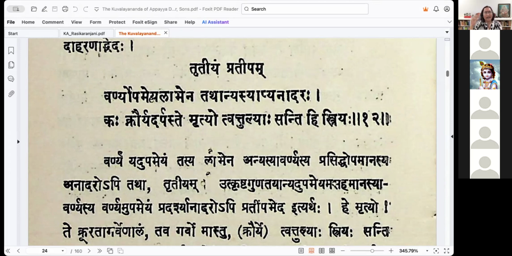Tvattulyaha striyaha santi. Mrityu tulyaha striyaha santi. So the mrityu is your upamanam here. Striyaha santi, the women are present because they are also equally cruel like you.